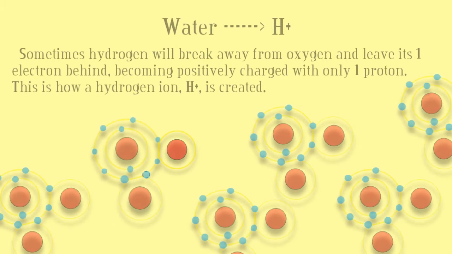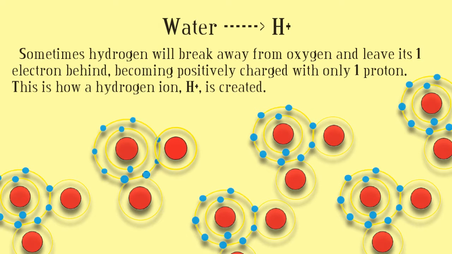Sometimes, hydrogen will break away from oxygen and leave its one electron behind, becoming positively charged with only one proton. This is how a hydrogen ion, H+, is created.